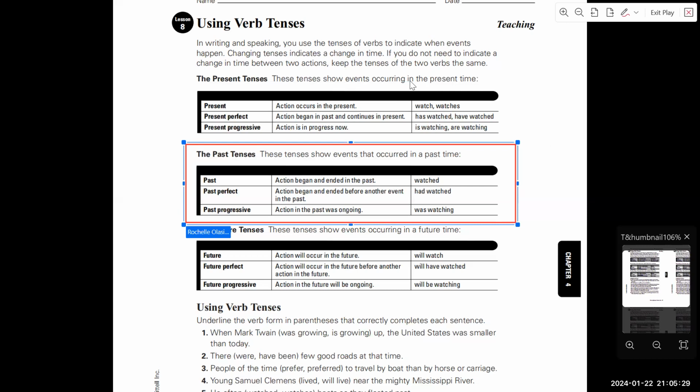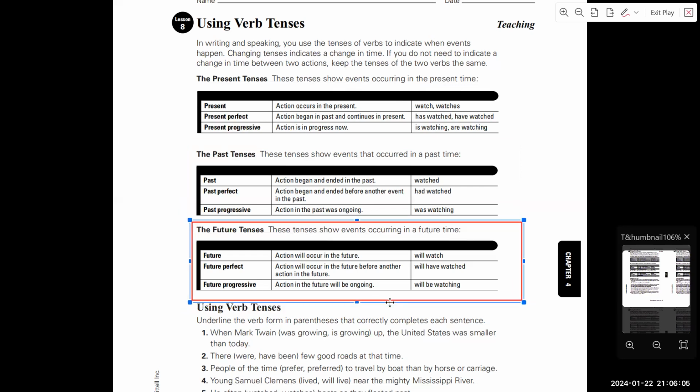And then past perfect. Action began before another event in the past. That's right. There are two events. That's your clue there. And the form is had watched. Next, past progressive. Action in the past was ongoing. So the form is was watching. That's right. So you did something in the past and it's still ongoing.